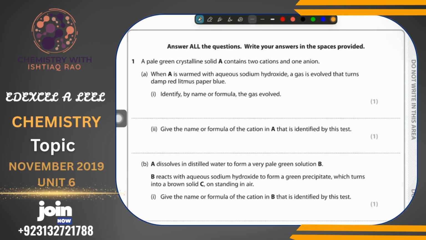Generally, whenever the litmus paper is going to change its color from red to blue, B for base. Of course, ammonia gas is released, isn't it? Yeah, ammonia gas is released.